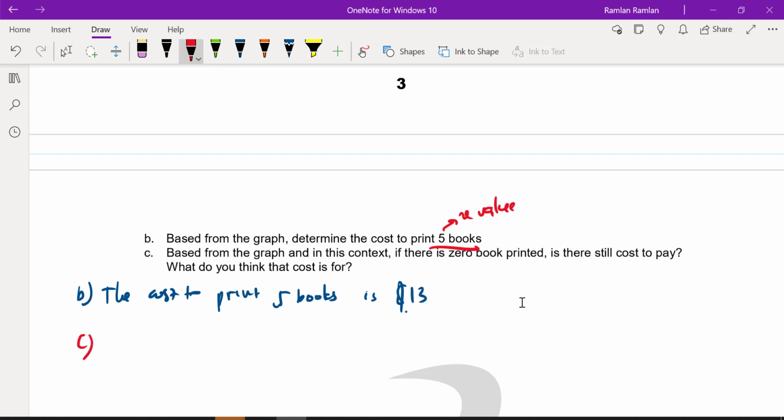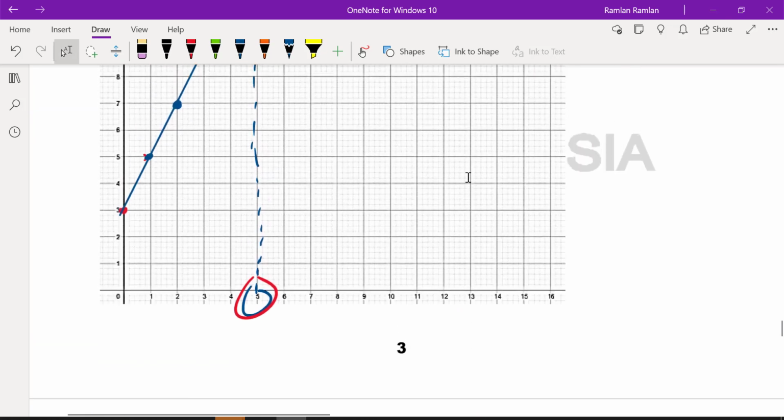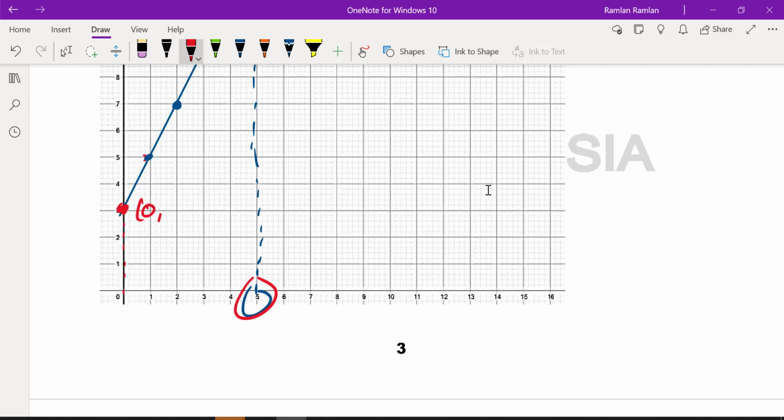Okay, question C. Based on the graph, and in this context, if there is 0 books printed, is there still a cost to pay? What do you think the cost is for? So what we just did for 5 books, you go to here and then 5 and go up. The same thing with this actually. 0 books means that you start from 0, so this is the point (0, 3). It means that to print 0 books, you need to pay $3.